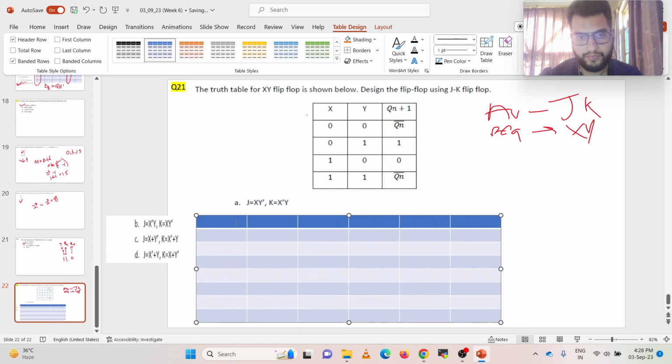So how will you do it? We have input X, we have input Y, then we have Qn, then we have Qn plus 1. So how many cases will be there? 8. 0, 0, 0, 0, 1, 1, 1. There will be one more.